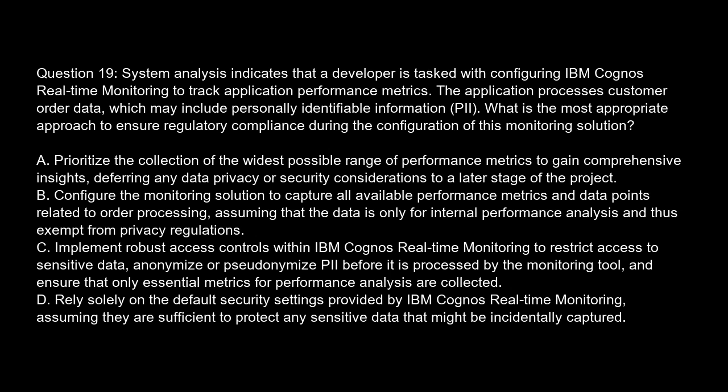Option C. Implement robust access controls within IBM Cognos real-time monitoring to restrict access to sensitive data, anonymize or pseudonymize PII before it is processed by the monitoring tool, and ensure that only essential metrics for performance analysis are collected. Option D. Rely solely on the default security settings provided by IBM Cognos real-time monitoring, assuming they are sufficient to protect any sensitive data that might be incidentally captured.